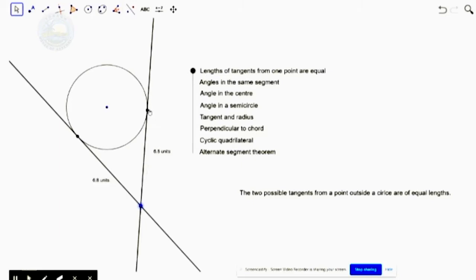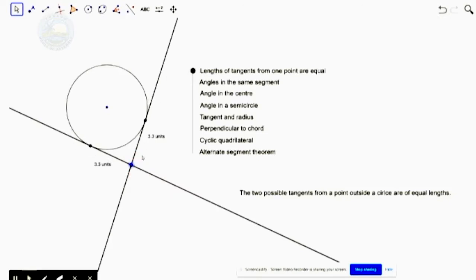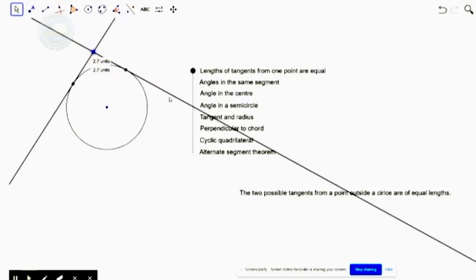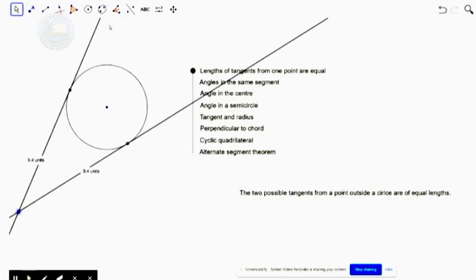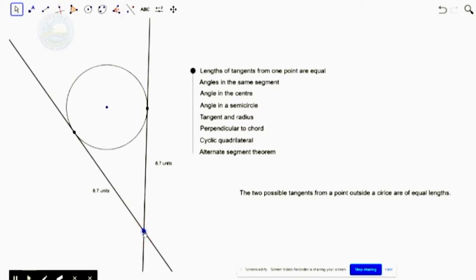So the distance from the point of tangency to the original point is going to be the same on both sides of the circle. Because we know that every point will have two possible tangents, one this way and one that way. If it was on the next side, it would be one this way and one that way. If it was here, it would be one that way and one that way. Any point outside of a circle will be able to create two possible tangents. And the rule is saying that the length between that point and the point of tangency is going to be the same on both sides.